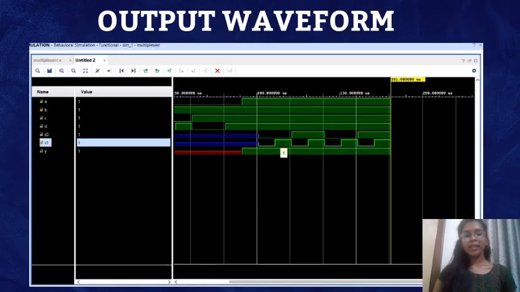Okay, this is the output waveform for 4x1 mux. In the previous slide, I explained about the truth table. While you are giving the inputs A, B, C, D, S0, S1, the output should be like this. This is the output waveform for 4x1 mux.